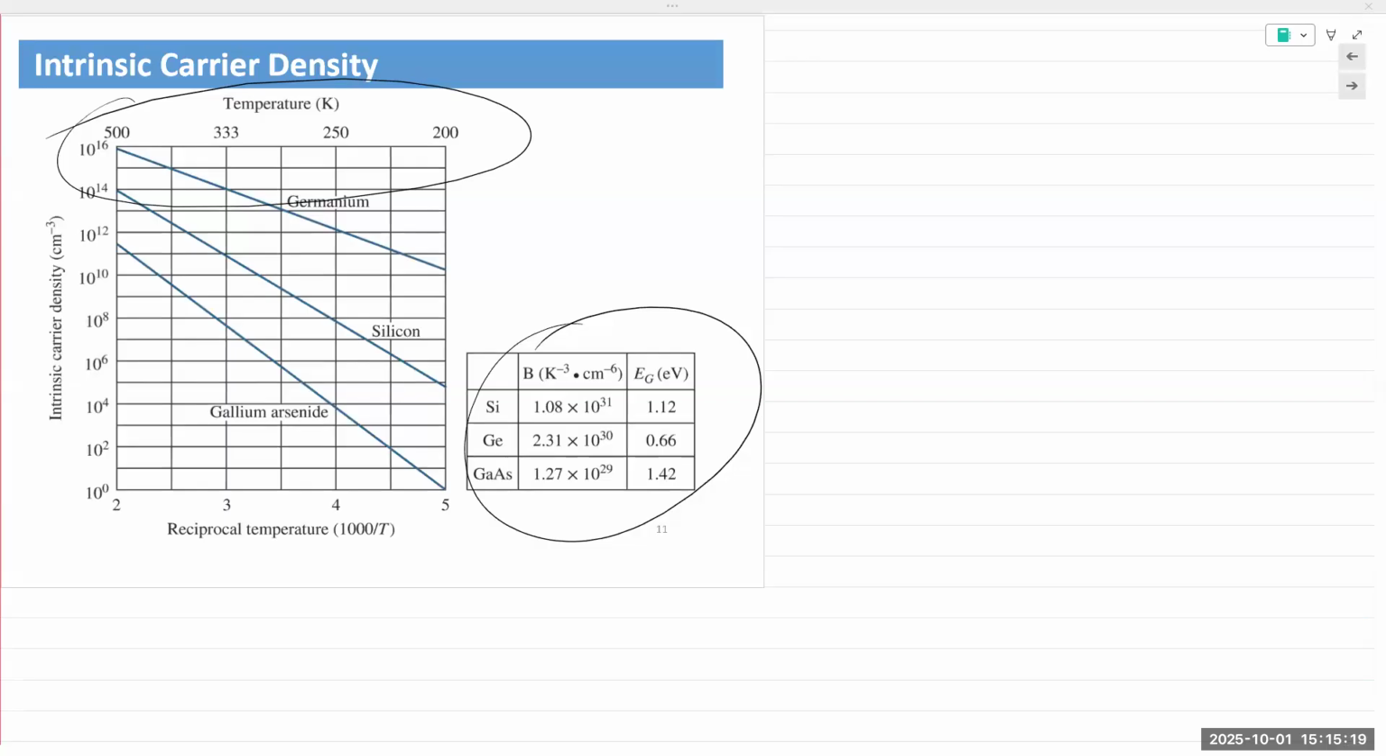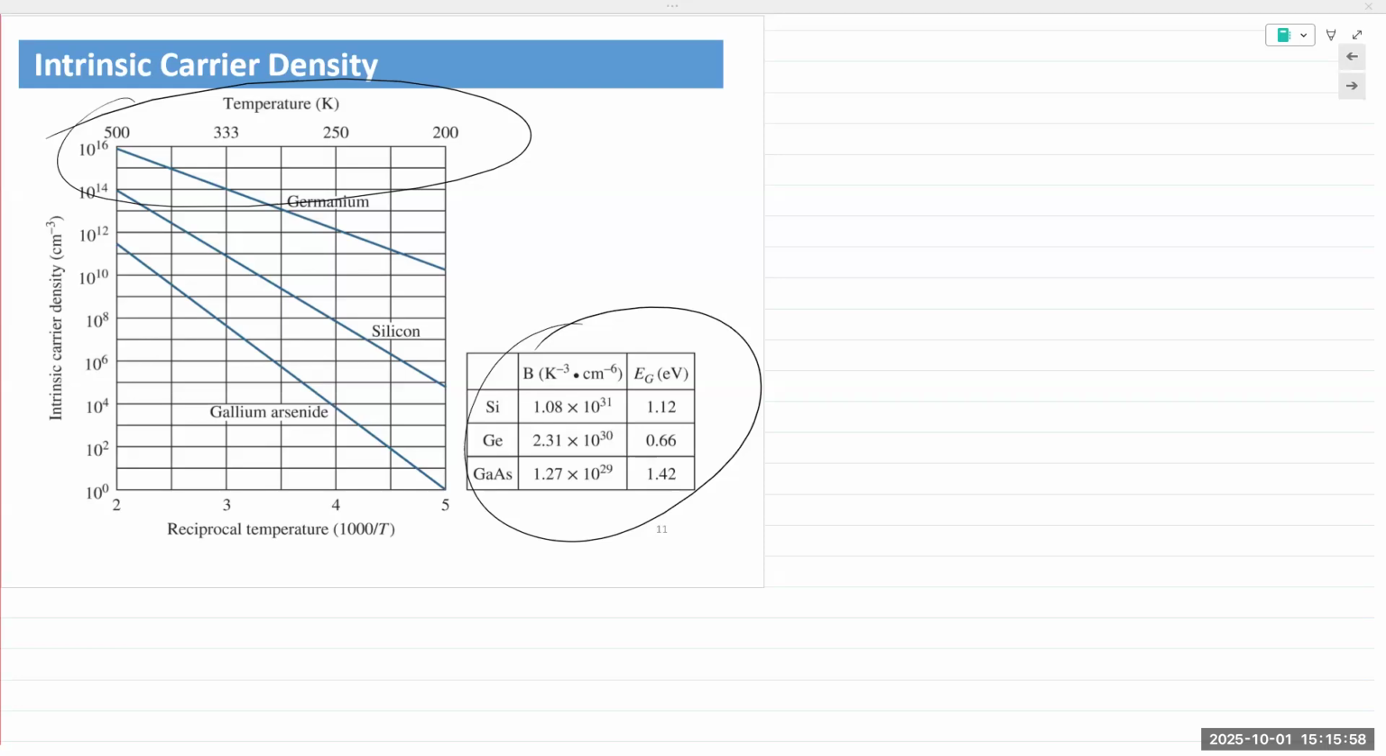Which is, of course, something that we have already talked about. We were at absolute zero. Everything was frozen in place. As the temperature rises, more carriers are generated. So this graph seems counterintuitive because it's starting with a high number on the left, going down to low temperatures on the right. And you can see with decreasing temperature, the intrinsic carrier concentration decreases.